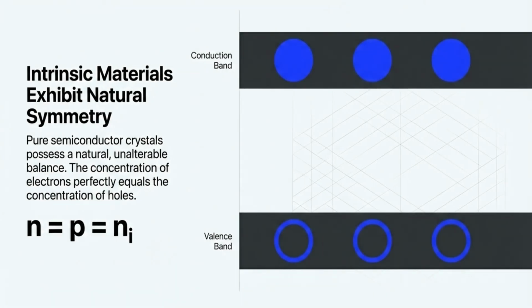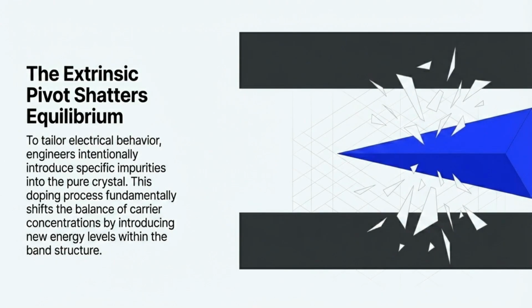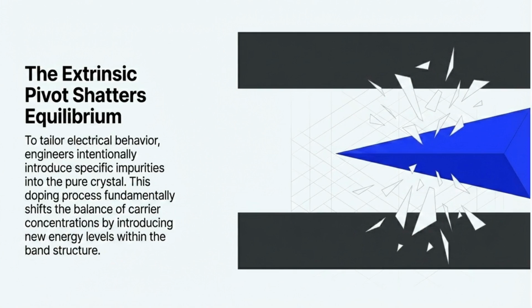Intrinsic materials, or pure semiconductor crystals, exhibit a natural symmetry. The concentration of electrons equals the concentration of holes, represented as n equals p equals n sub i. To tailor electrical behavior, engineers intentionally introduce impurities in a process called doping. This extrinsic pivot shatters the equilibrium, fundamentally shifting the balance of carrier concentrations.